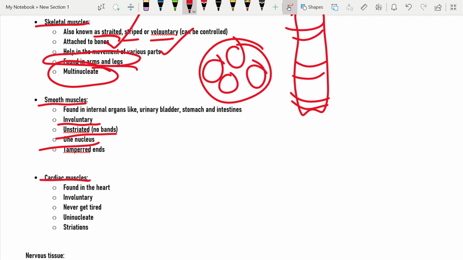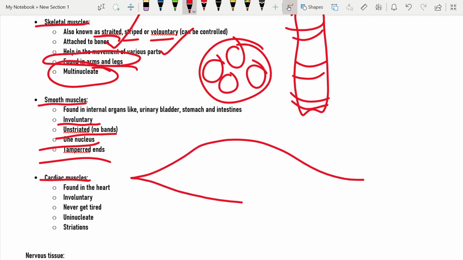It has one nucleus, and it has tapered ends. If I take a cell of it, tapered ends are basically bent on the end, so it will look like that. And it has one nucleus, so put one in the middle. So this is a smooth muscle.